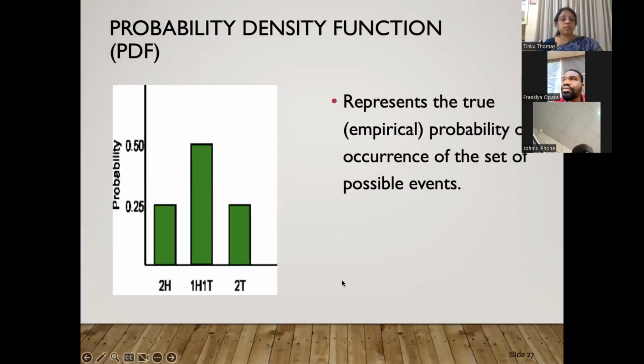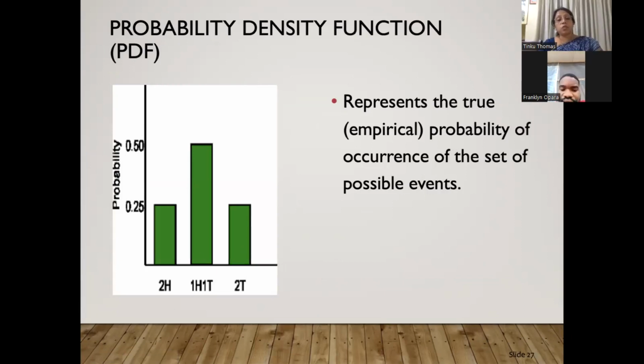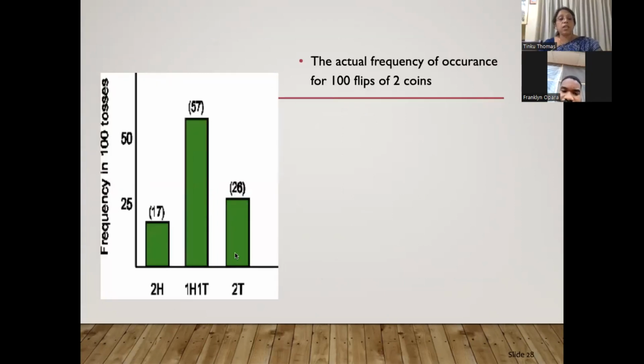This is the probability. But when you are actually doing an exercise of flipping two coins, it is not necessary that you get it the exact same way. You might get 17 as two heads, 26 flips as two tails, and 57 flips as a head and a tail, not exactly the way we thought it should come. So this is now a frequency distribution.